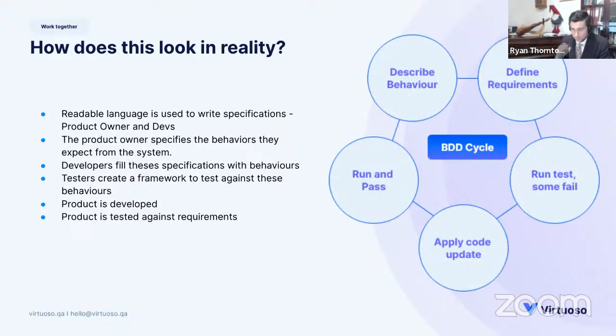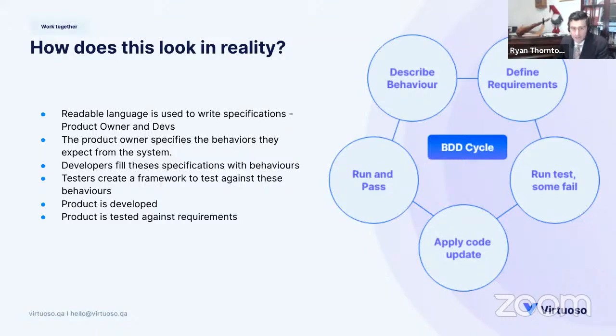So how does this look in reality? We've got a BDD cycle on the side. This readable language is used to write specifications. That's done generally by product owners and devs. The product owner specifies the behaviors they expect from the system. Developers fill these specifications with behaviors. Testers create a framework to test these behaviors. The product is developed and the product is tested against the requirements. We've got that cycle. All seems fantastic in theory.